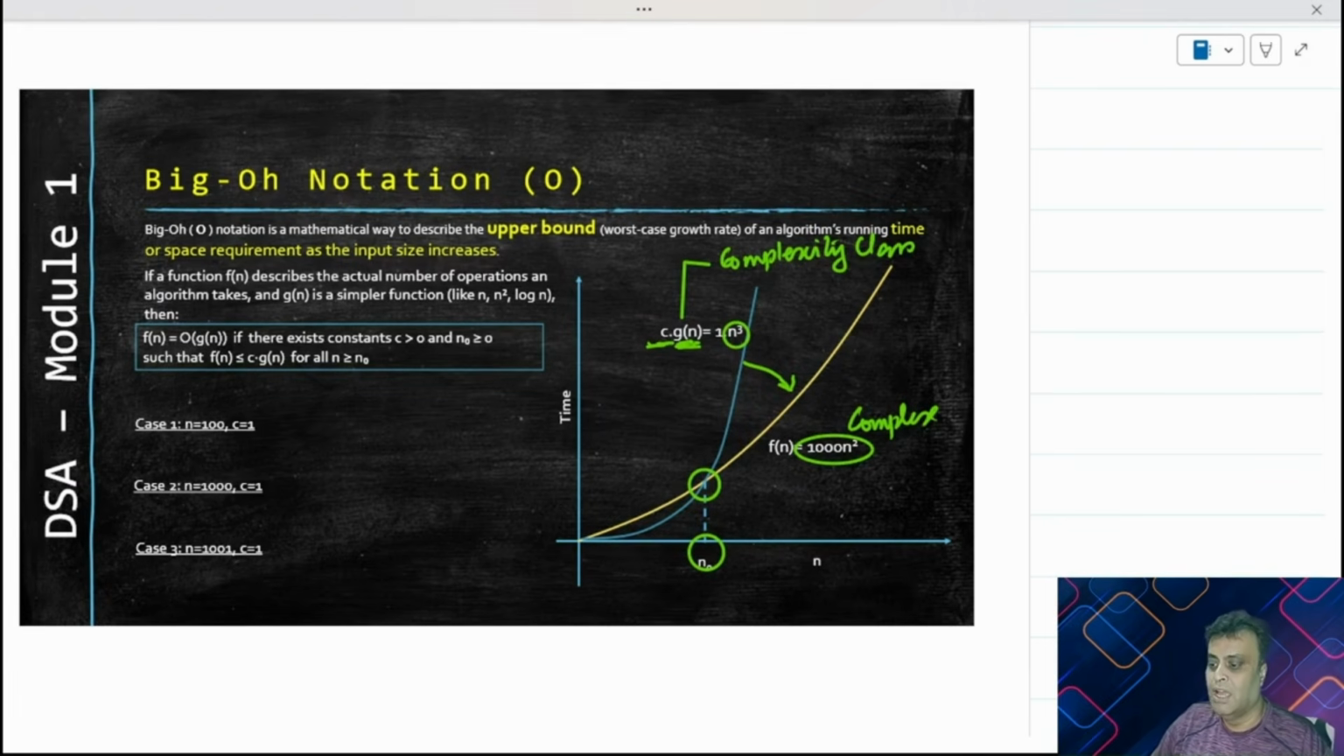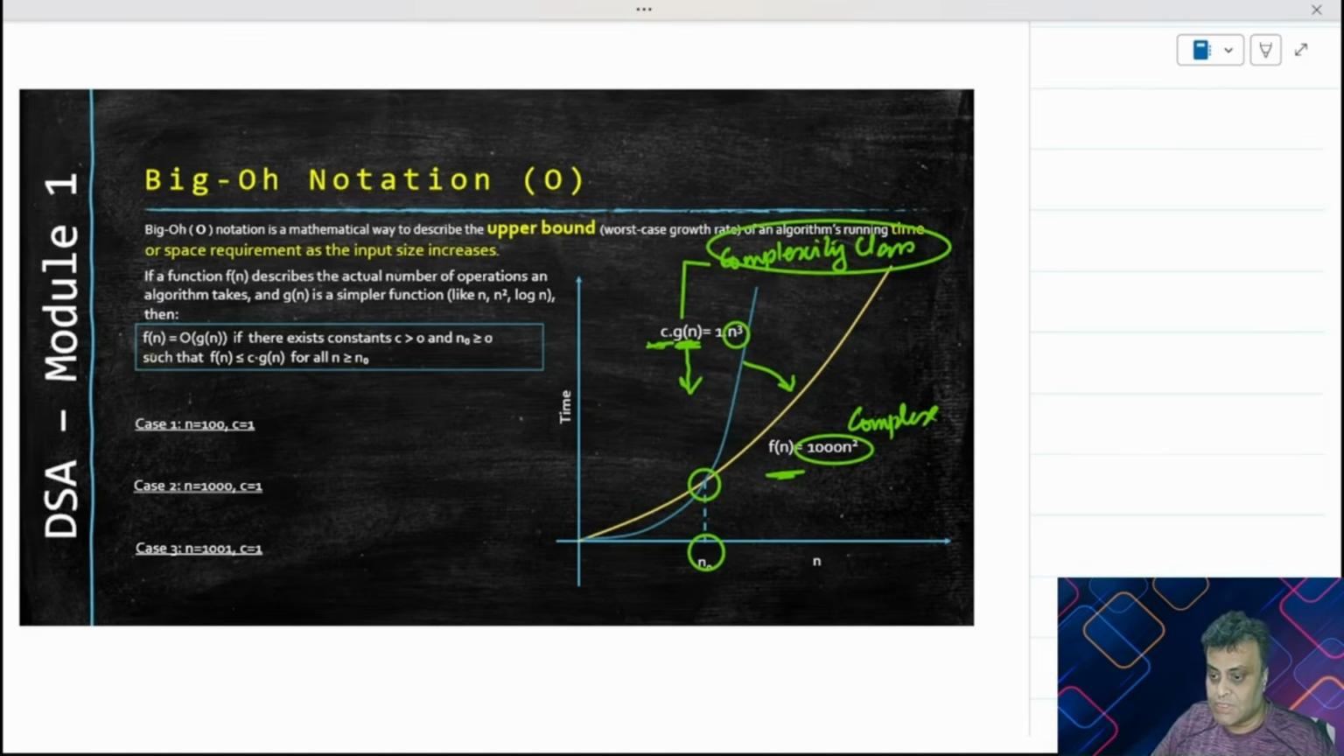Can I find a simple function gn which is going to marry to a conventional complexity class? In this case, it is n cube. And can I put a constant so that this particular complexity class after some point of n will cross my fn? And if that happens, then this gn becomes the order of this fn. That is, this gn becomes the big O of this fn, which means that this gn is now the upper bound of this particular fn.